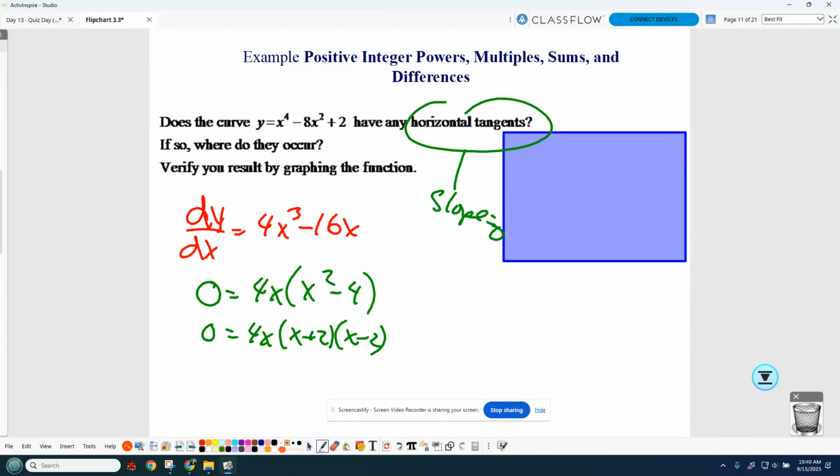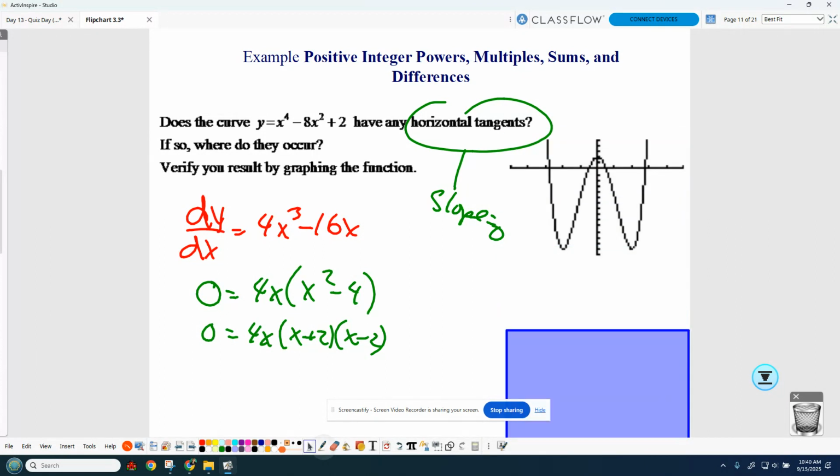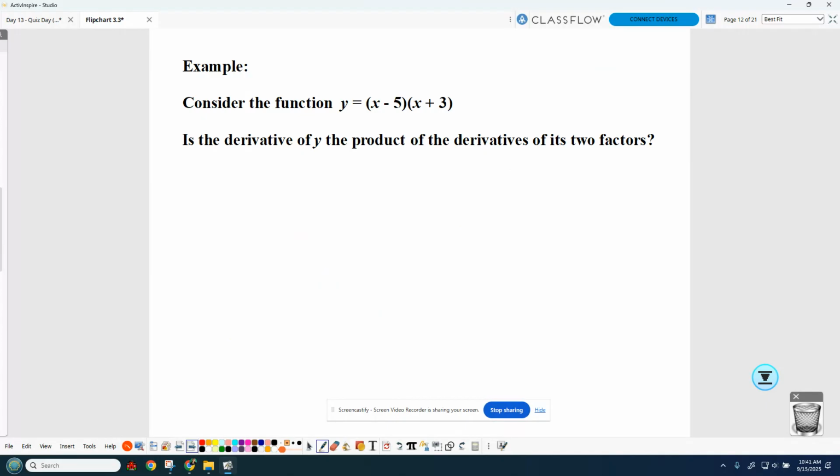the slope is 0. So she took the slope that Daniel found, factored it and said, those zeros, or those horizontal tangents, are going to be at 0, -2, and +2. Reasonable? Okay.